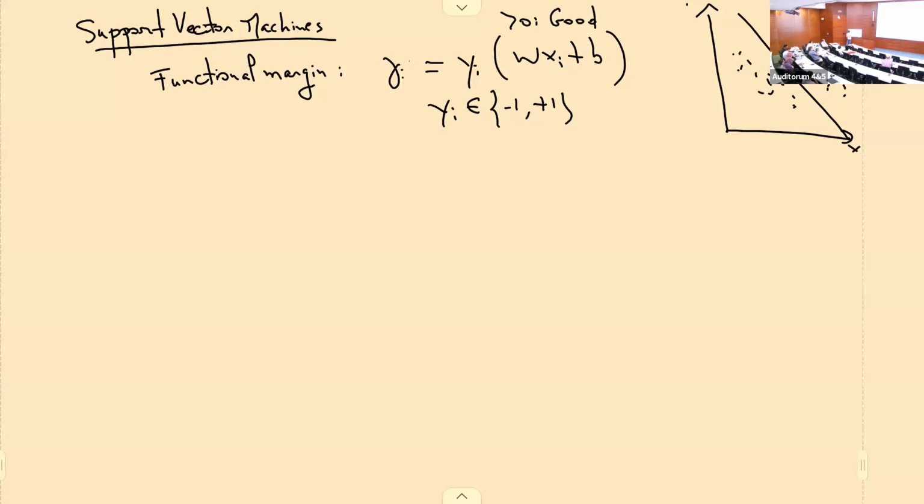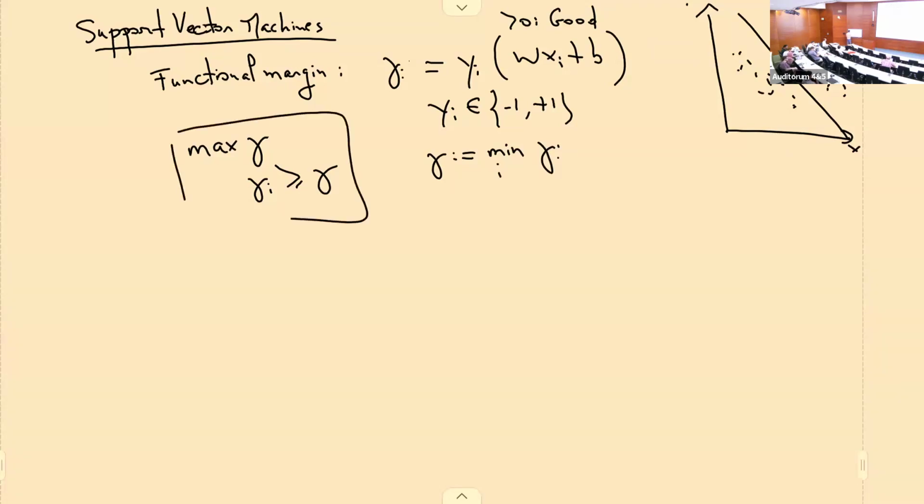So what would I like to do? I want to maximize gamma such that all the gamma i's are greater than gamma. Gamma here is the minimum of all the gamma i. That makes sense, right? Because gamma is smaller than each of these, and this is my optimization point.